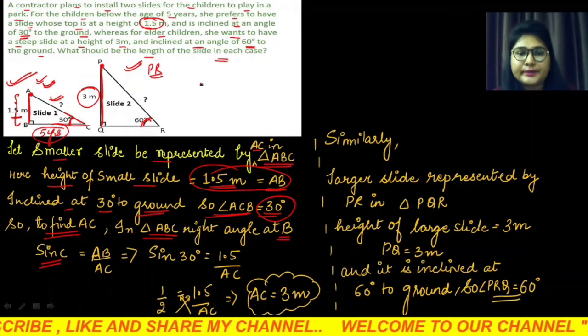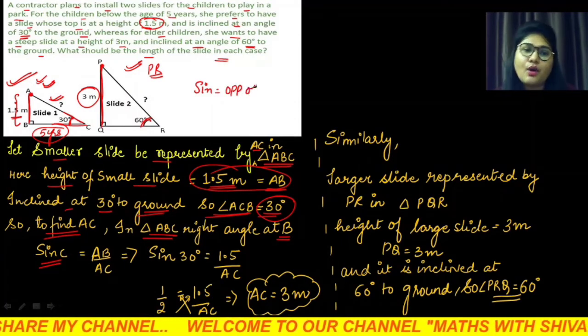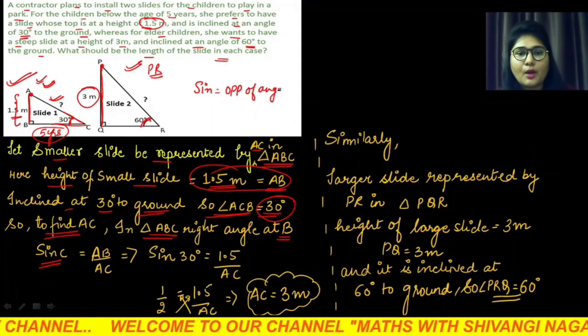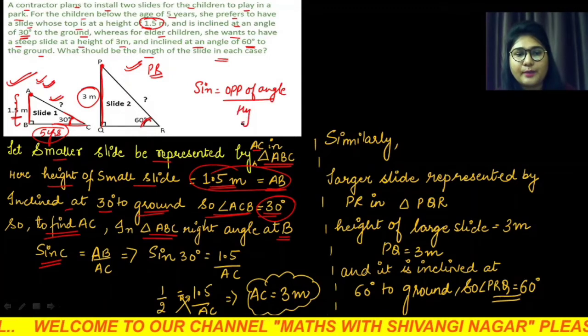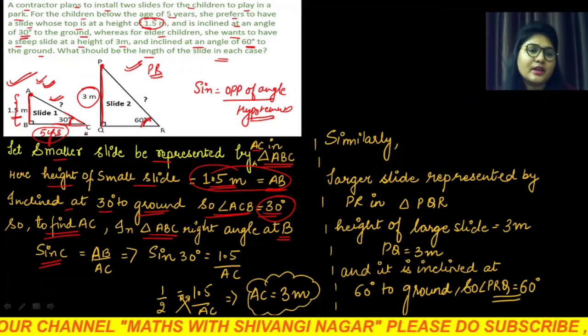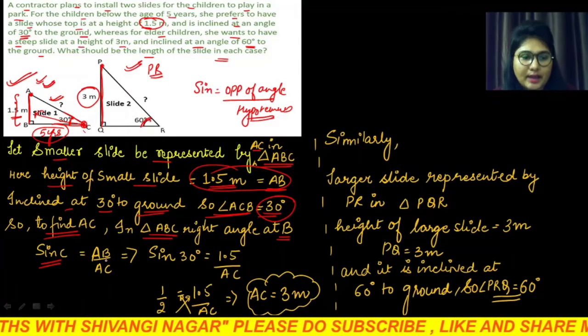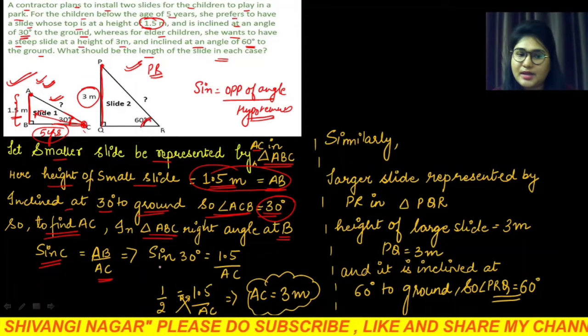So we know that sine is what? Opposite side of angle upon hypotenuse. This we know, right? So here which angle are we considering? We are considering the angle C. So what is the opposite side? Opposite side is AB, and hypotenuse is AC, right?